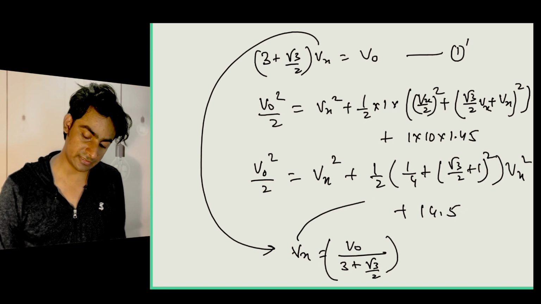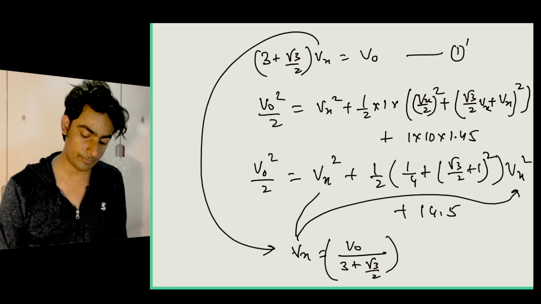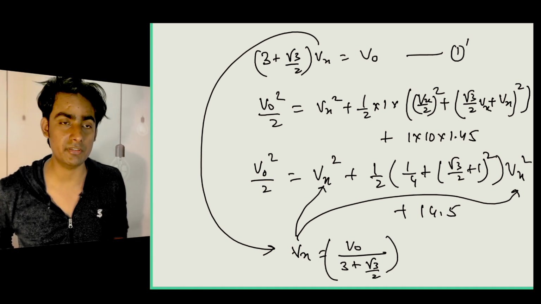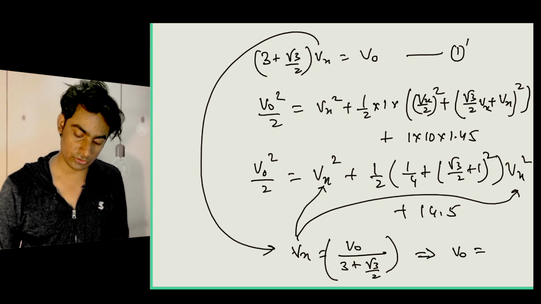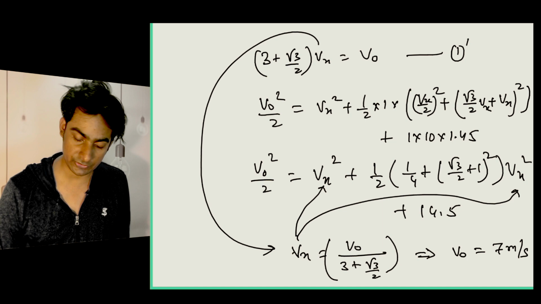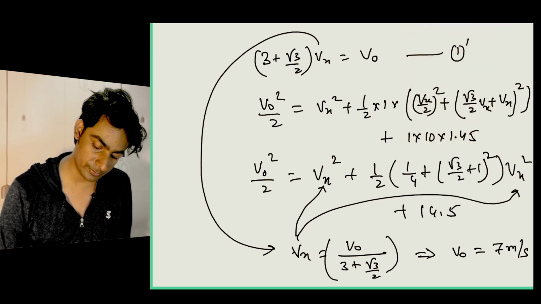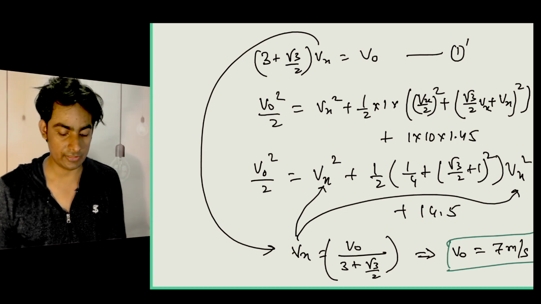Now if you replace this vx in this equation, we can get v0, because in this equation we have two variables, vx and v0. I'm not solving this because it is taking time, but this v0 will come to 7 meter per second, so that should be your answer. You must calculate and check that. Okay, so that's question number 1.